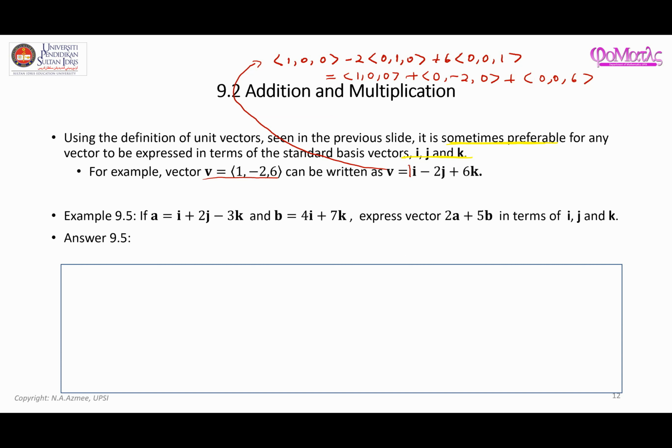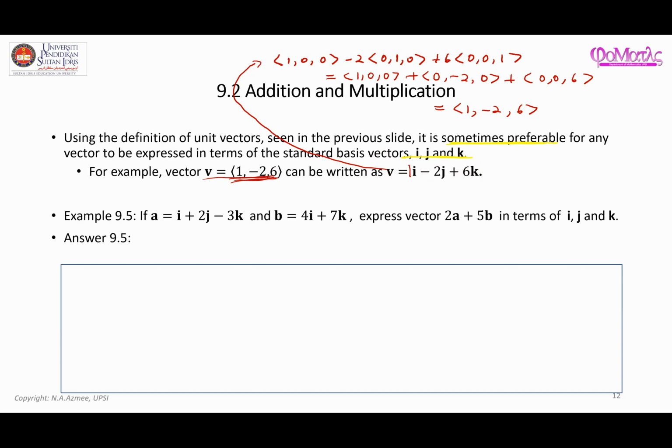Now you have 3 different vectors and you can add them all up according to their respective components. So 1 plus 0 plus 0, you will get 1. 0 plus negative 2 plus 0, you will get negative 2. 0 plus 0 plus 6, you will get 6. So there you go. You are able to show that when you are writing it in the form of i, j and k, based in this form of standard basis vectors, then you will be able to express it in this form as well.